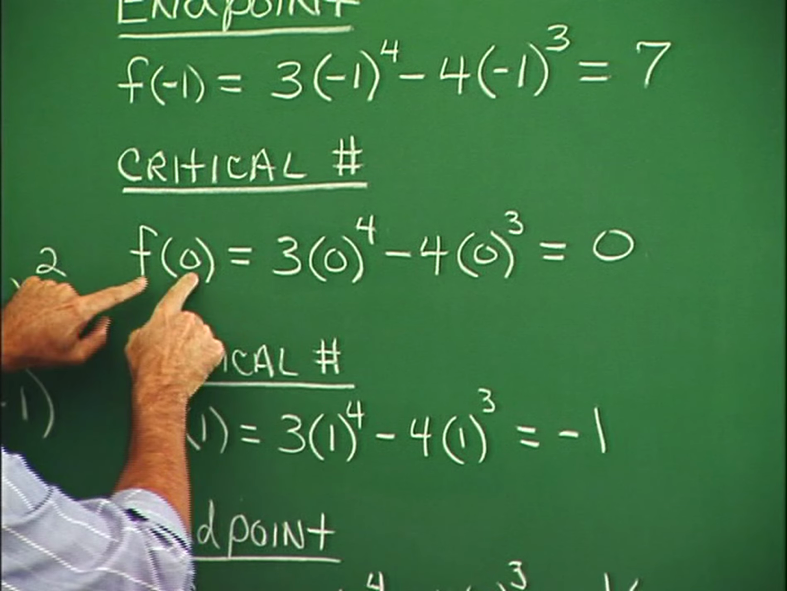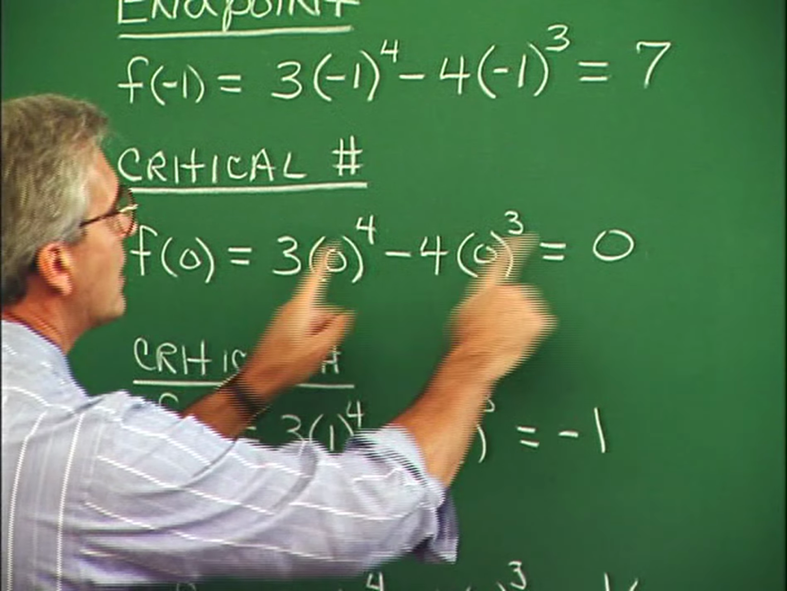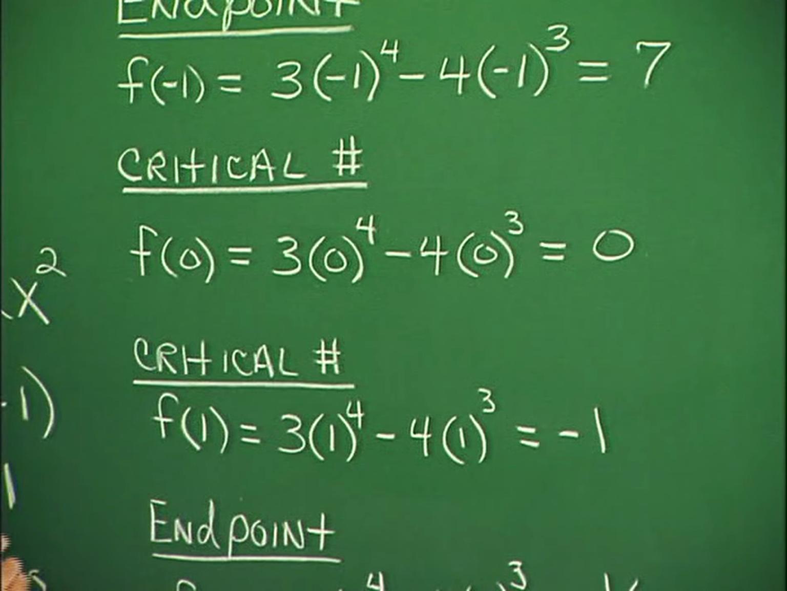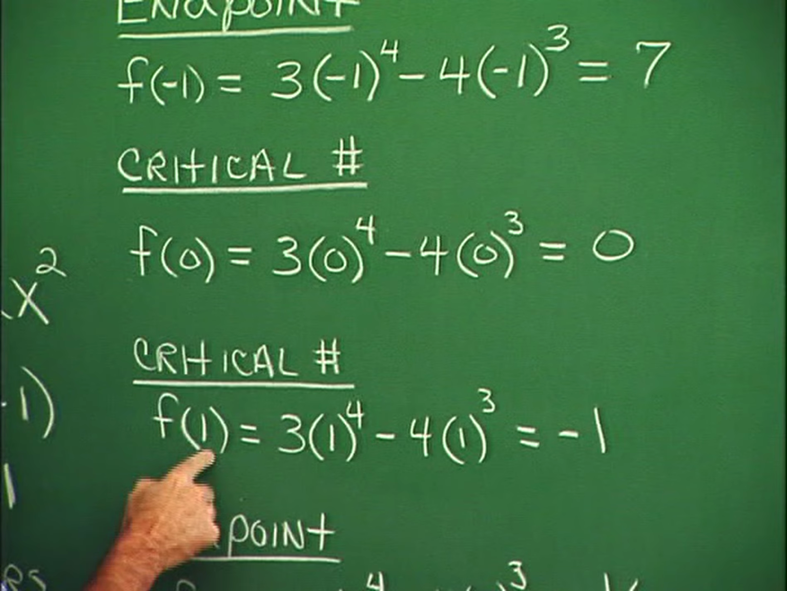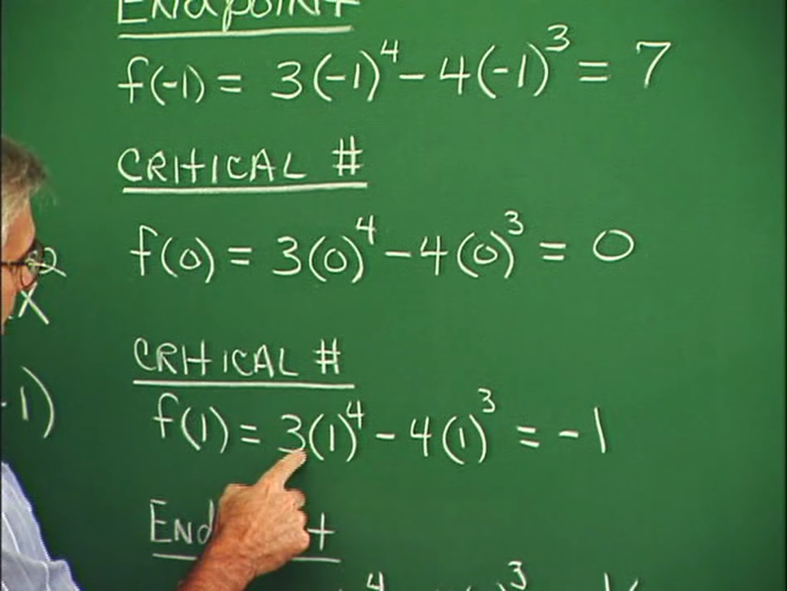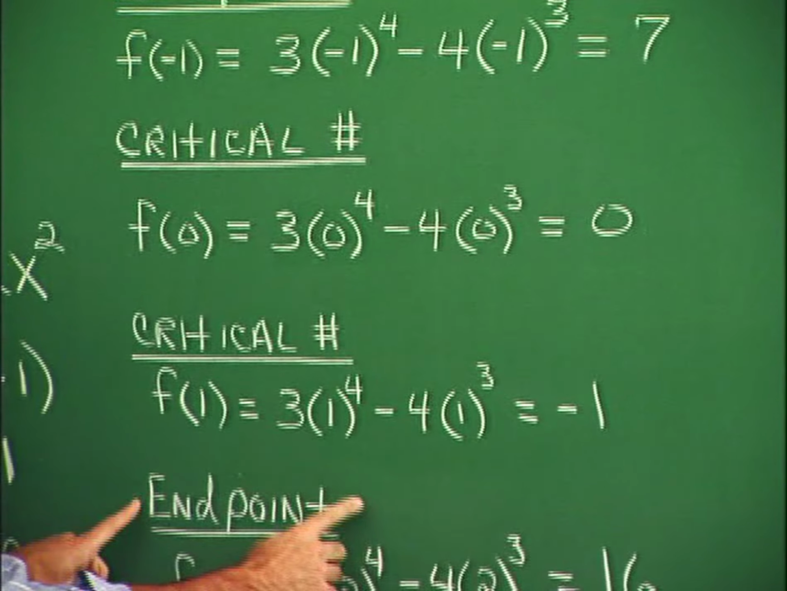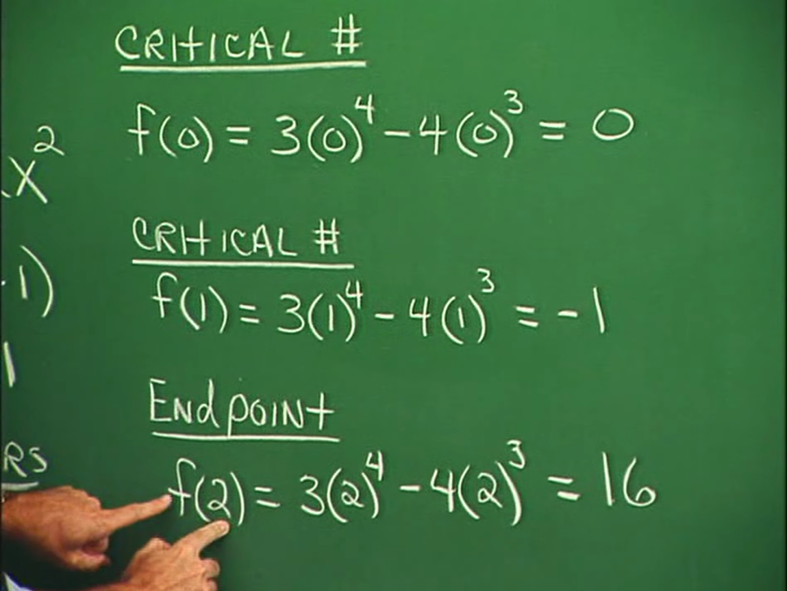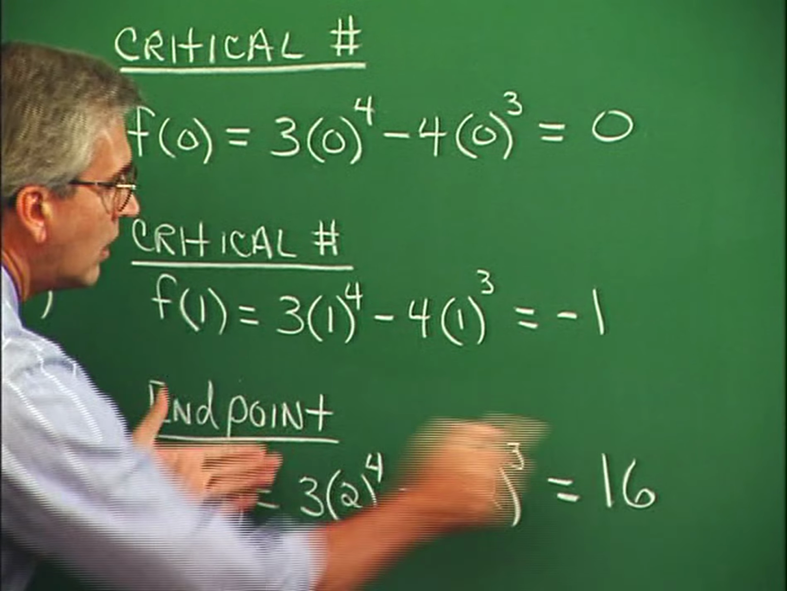So one of the critical numbers is the 0. F of 0 would be, plug in the zeros here, and we find f of 0 to be 0. The other critical number was at 1. So f of 1 turns out to be -1. And then the other endpoint was at 2, and f of 2 is 3 times 2 to the 4th minus 4 times 2 cubed, or 16.